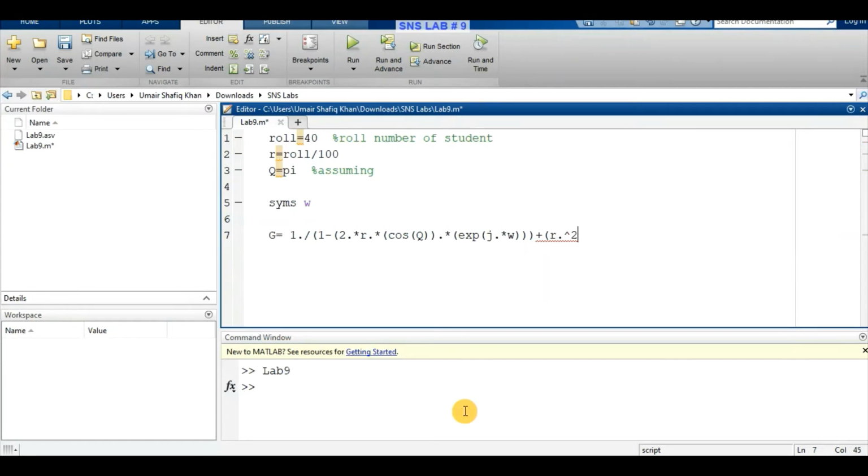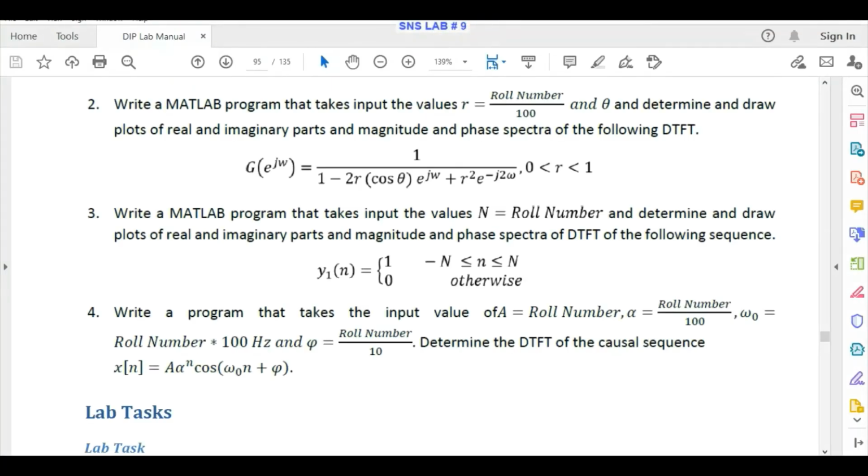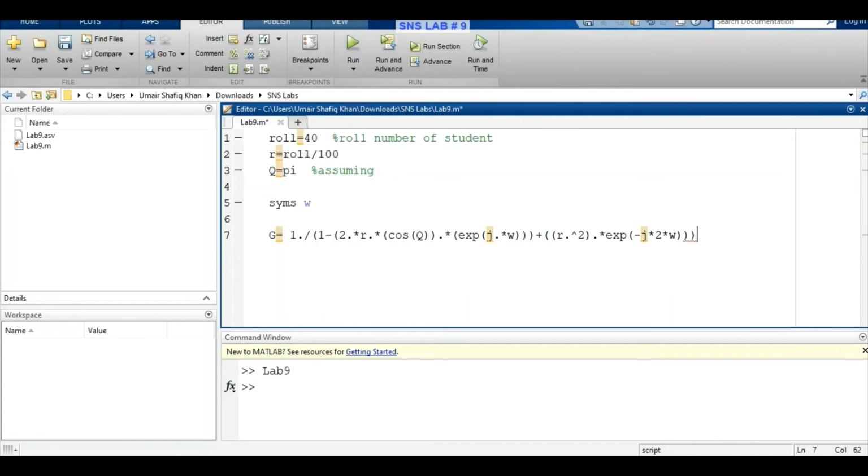R square, I'll put it in the brackets, multiply by exponential power minus j multiply by 2 multiply by omega. So this is our equation. We need to find the real part of this signal and its imaginary part.